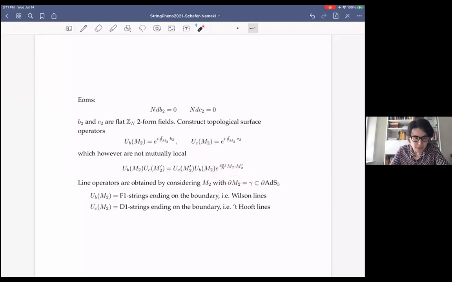but also on the intersection of these surfaces. If the surface has a boundary, so we have some line gamma, and this line is embedded into the boundary of AdS5, then we can think of the surface as a line operator in the field theory. For U_B, these are the operators that correspond to fundamental strings, and for U_C, the D-strings. This means they can end on the boundary, and these will correspond to Wilson lines, and in the C2 case, they correspond to 't Hooft lines.